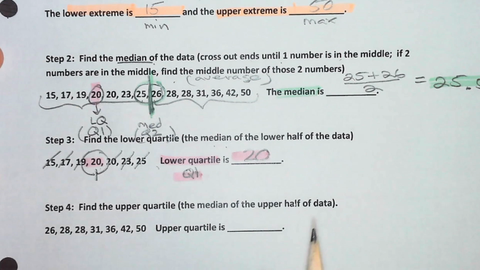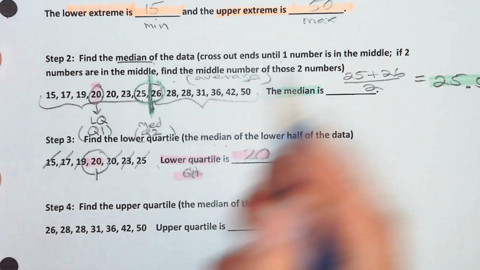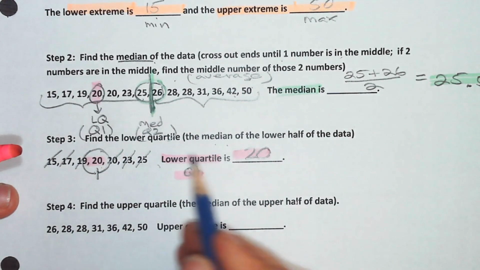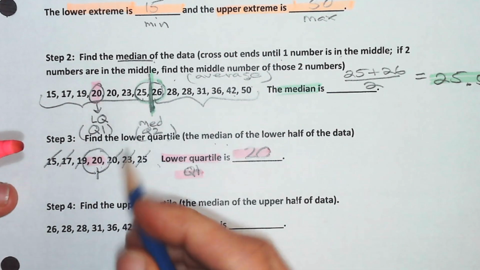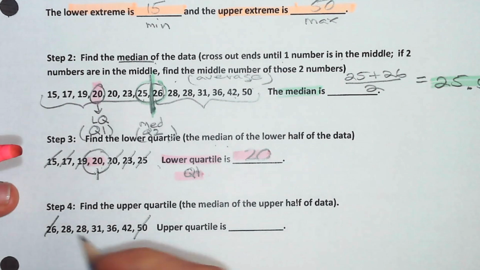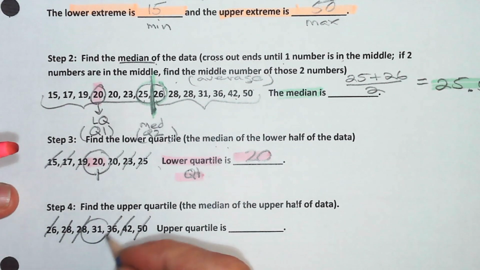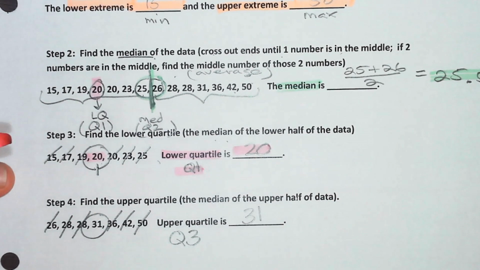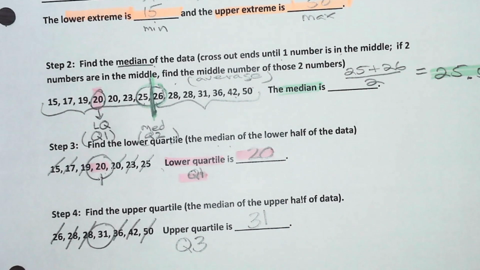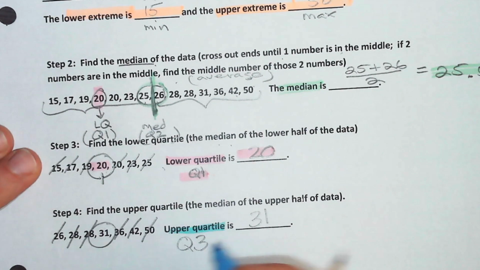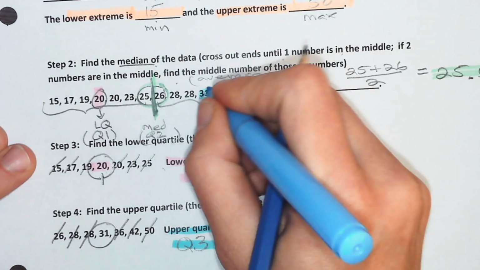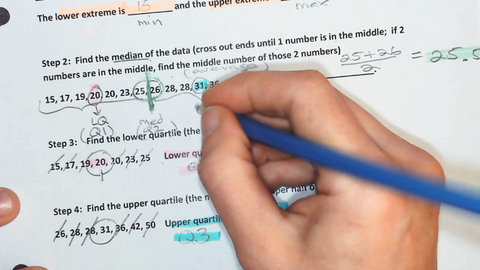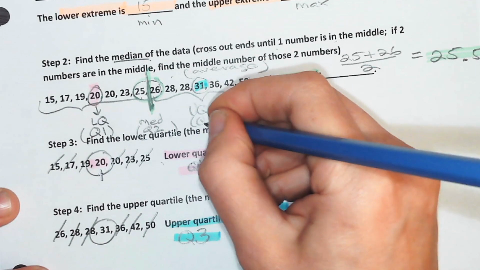We're going to go through the same process, but for that upper half, trying to find the middle of that top half, the higher half. Not you, not you, you. So 31 is the upper quartile, which is also called quartile 3. Upper quartile, quartile 3 is 31. So right there is the middle of that top half. That's called upper quartile or quartile 3.